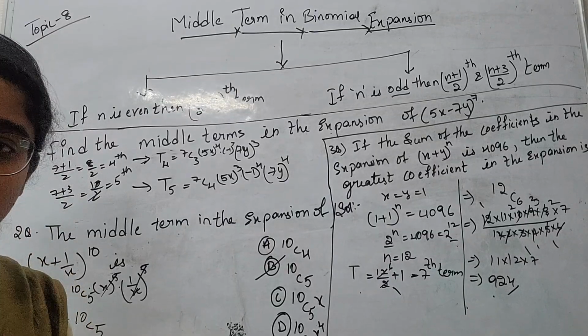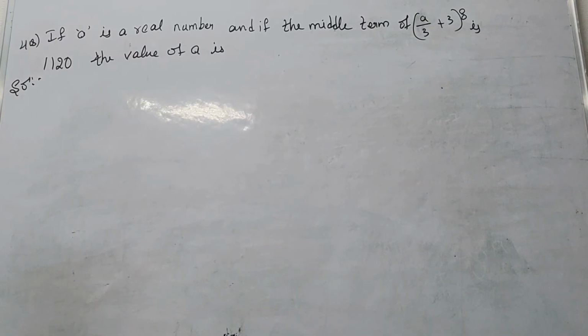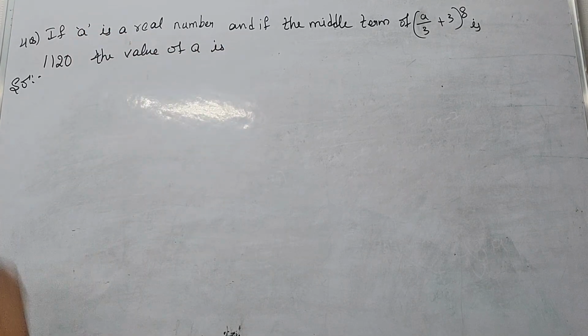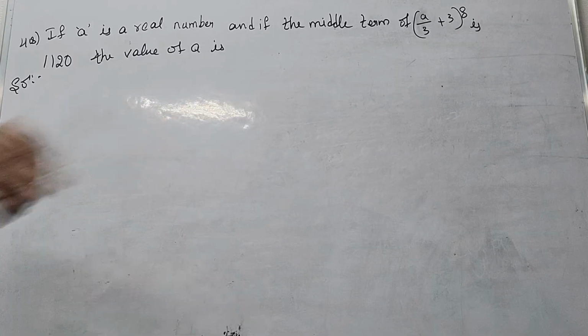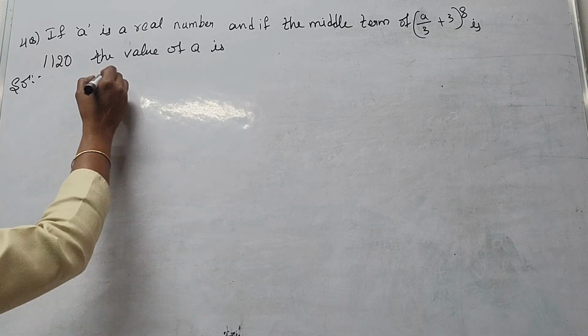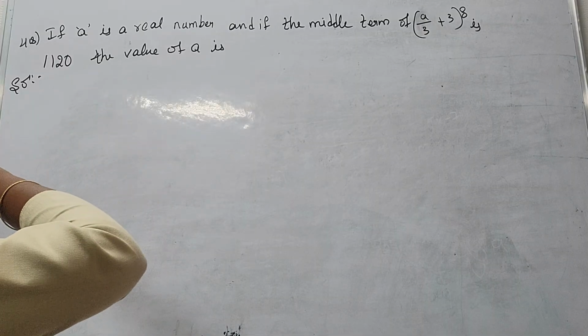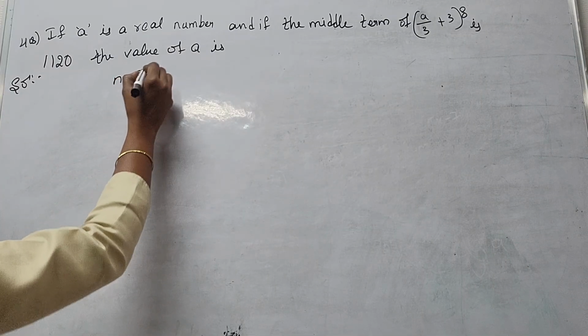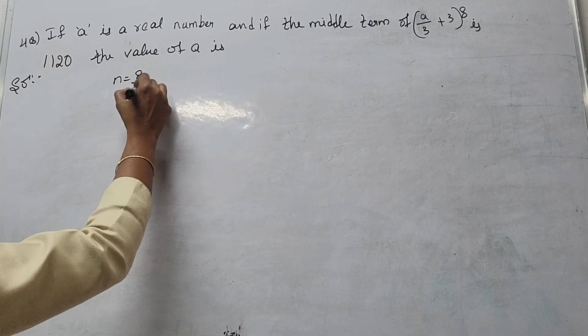Okay, so here is the 4th question continuously. If a is a real value, and if the middle term of (a by 3 plus 3) whole power of 8 is 1120, then the value of a they are asking us. So if it is a normal real value of a, how am I going to get the middle term? How are we going to find the middle term? n by 2 plus 1, right?